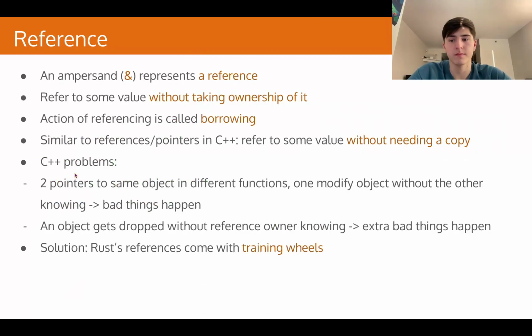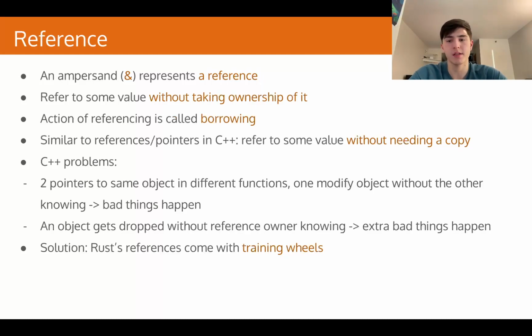So a reference is created by taking an ampersand to a variable. It is done without taking the ownership of that variable, so both still exist. This is called borrowing, because the original owner still exists and has its data, but now the reference to the variable can also access that data. These are like references and pointers in C++. They refer to a value without needing to copy it.